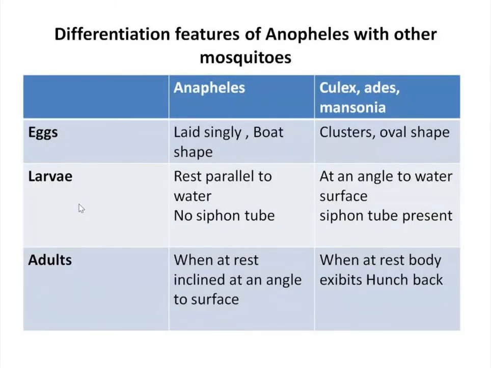Next, coming to the differentiating features of Anopheles mosquitoes from other mosquitoes like Culex, Aedes or Mansonia. How do we differentiate these various types of mosquitoes? Coming to the eggs, Anopheles mosquitoes usually lay eggs singly, meaning they don't form groups, and the eggs are boat shaped. Whereas other mosquitoes like Culex, Aedes or Mansonia lay eggs in clusters, in groups, and the eggs are oval in shape.